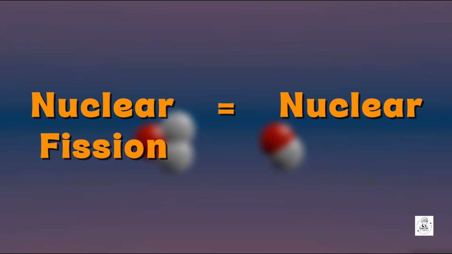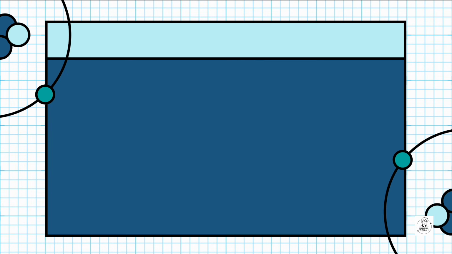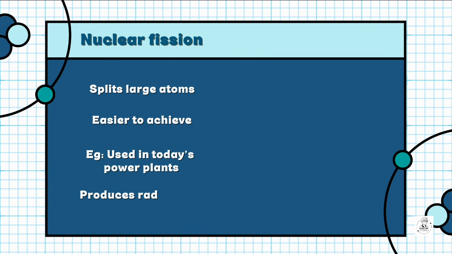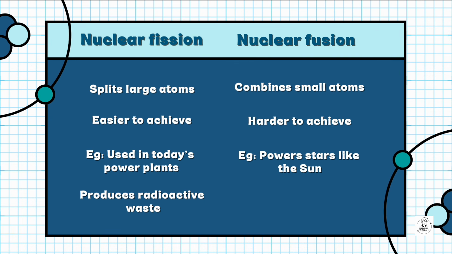Nuclear fission is often compared to nuclear fusion, but let's break it down. Nuclear fission splits large atoms, it is easier to achieve and is used in today's power plants, but produces radioactive waste. Whereas nuclear fusion combines small atoms, it's harder to achieve, powers stars like the sun, and produces less waste.